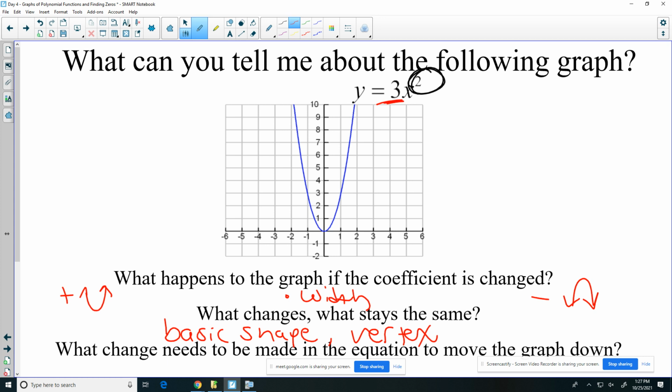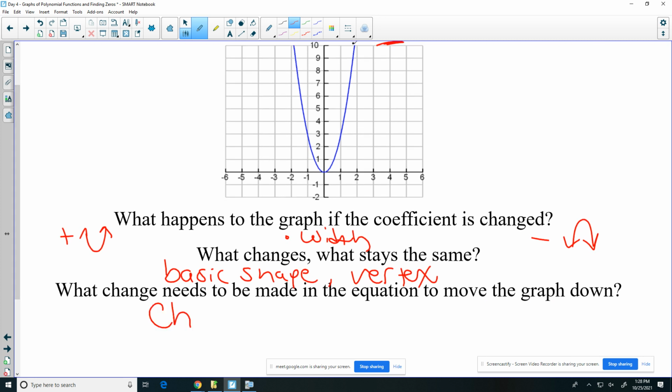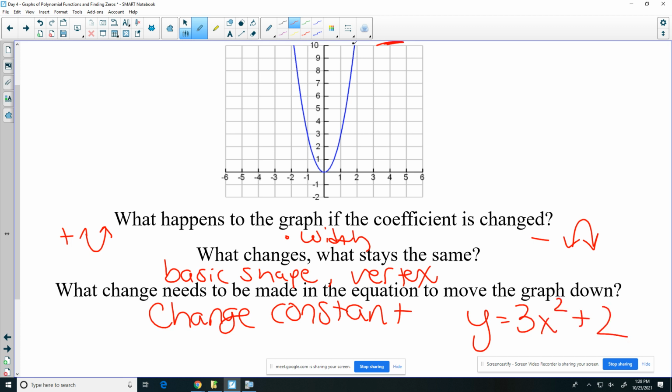So if I want to change the graph and move it up or down, how do I do that? How do I shift my graph up or shift my graph down? Either negative or positive. Where? In the first term? No. If I want the whole graph to move up or the whole graph to move down, it's the last term. Yeah, I'm going to change the constant at the end. So it could be something like y equals 3x squared plus 2. That will move my whole graph up. Or I could do minus 5. That will move my whole graph down. So that's how we move our graph.